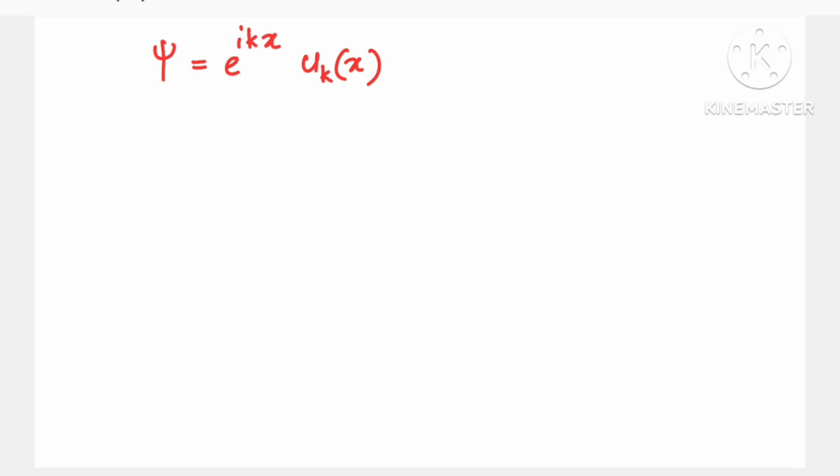For region 1 and region 2, the solution is obtained from Bloch's theorem, which we have already discussed in a previous session. According to the solution from Bloch's theorem, we can write psi is equal to e raised to ikx into uk of x. Here, uk of x is a modulating function which modulates the plane wave e raised to ikx. That is equation number 6.